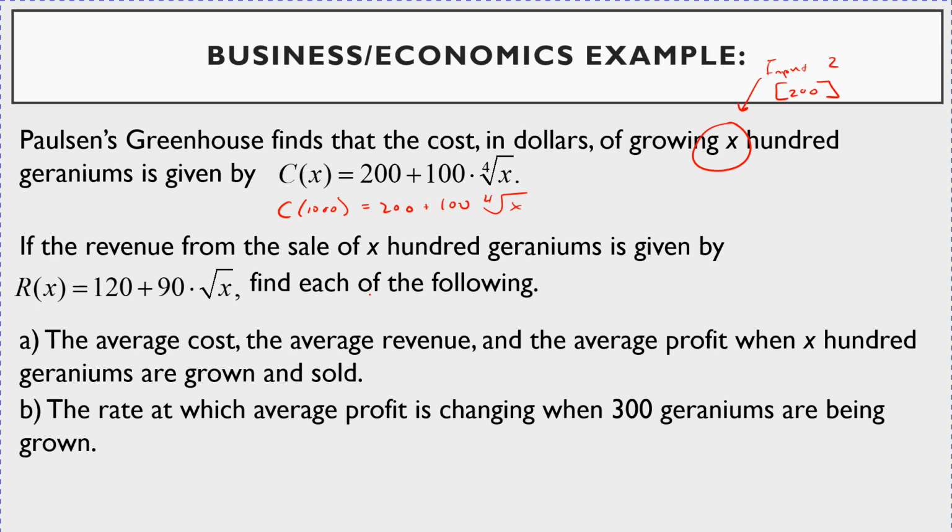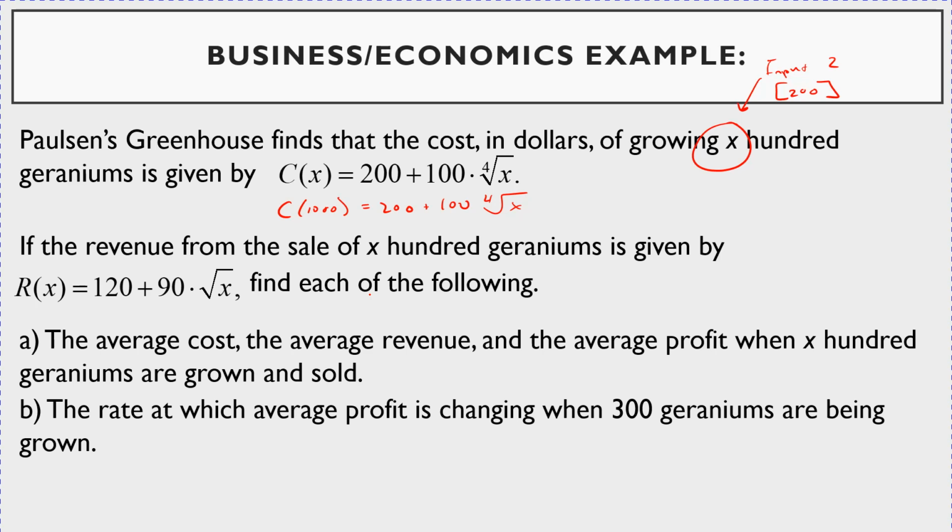Next, it says that the revenue of the sale of x hundred geraniums is given by this function: R of x is equal to 120 plus 90 times the square root of x. These are just made up. So the revenue function and the cost function are given there. It goes on to say we want to find the following: the average cost, the average revenue, and the average profit when x geraniums are grown and sold. And then we want to find the rate at which average profit is changing when 300 geraniums are being grown.